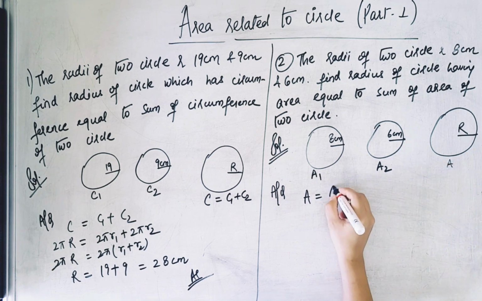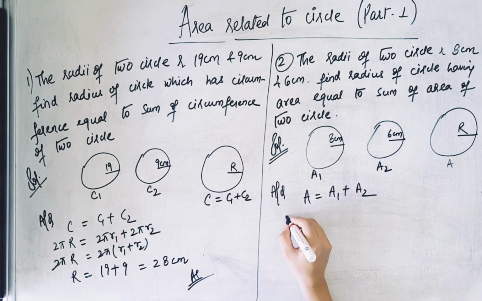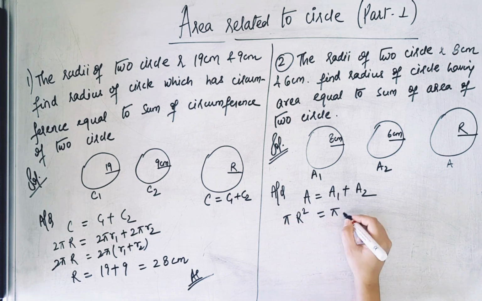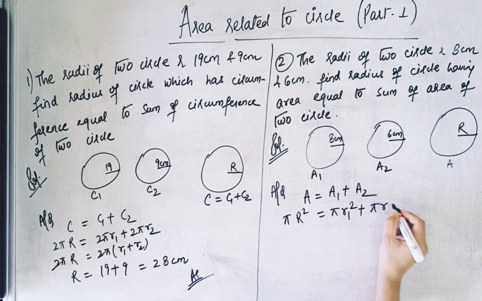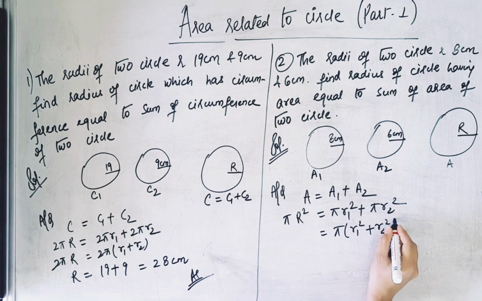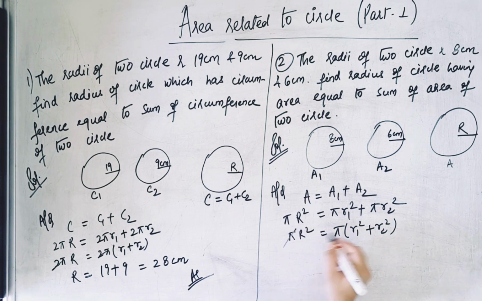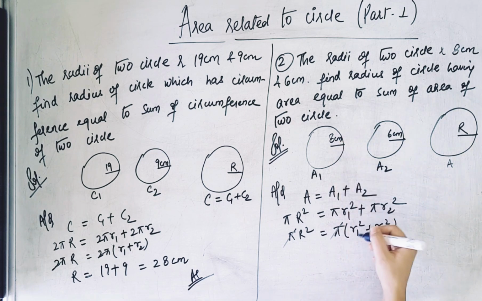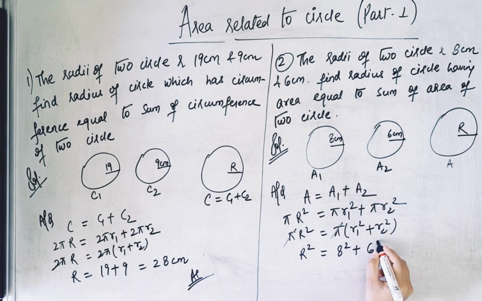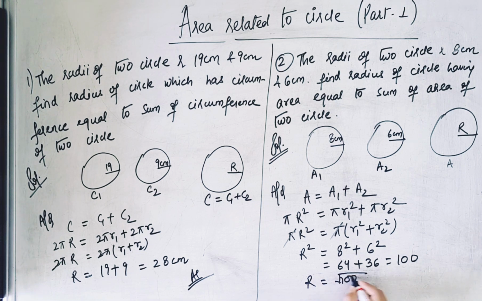Area of the circle is equal to what? A1 plus A2. So pi capital R square equals pi r1 square plus pi r2 square. We'll take pi common. Thus, this pi and this pi got cancelled. Now putting the values of r1 and r2, we'll get 8 square plus 6 square. Thus, it will be 64 plus 36. It will be 100. So, R will be square root of 100, that is 10 centimeter.